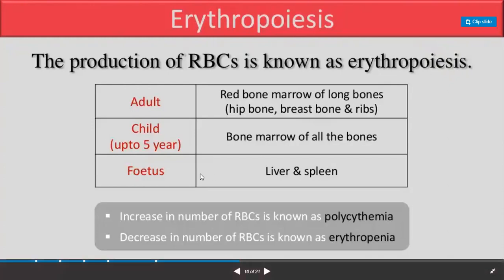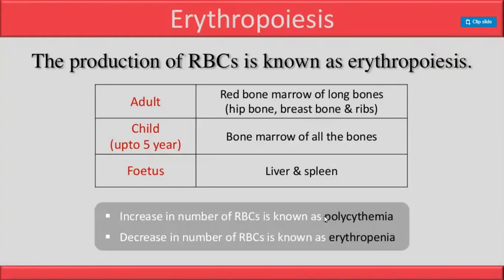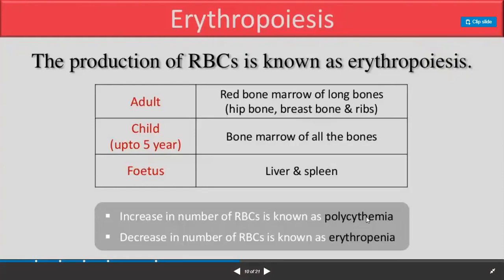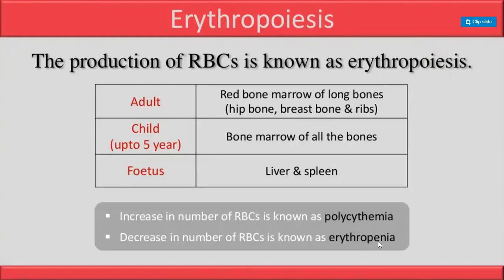Okay. Yes, sir. Now, an increase in the number of red blood cells above the normal value that we talked about, 5.6 million in a male or 4.8 million in a female, is what is called polycythemia vera. And when there's a decrease in the number of red blood cells below the normal value, we have what is called erythropenia. Penia means reduction in number. Polycythemia means increase in number of red blood cells.